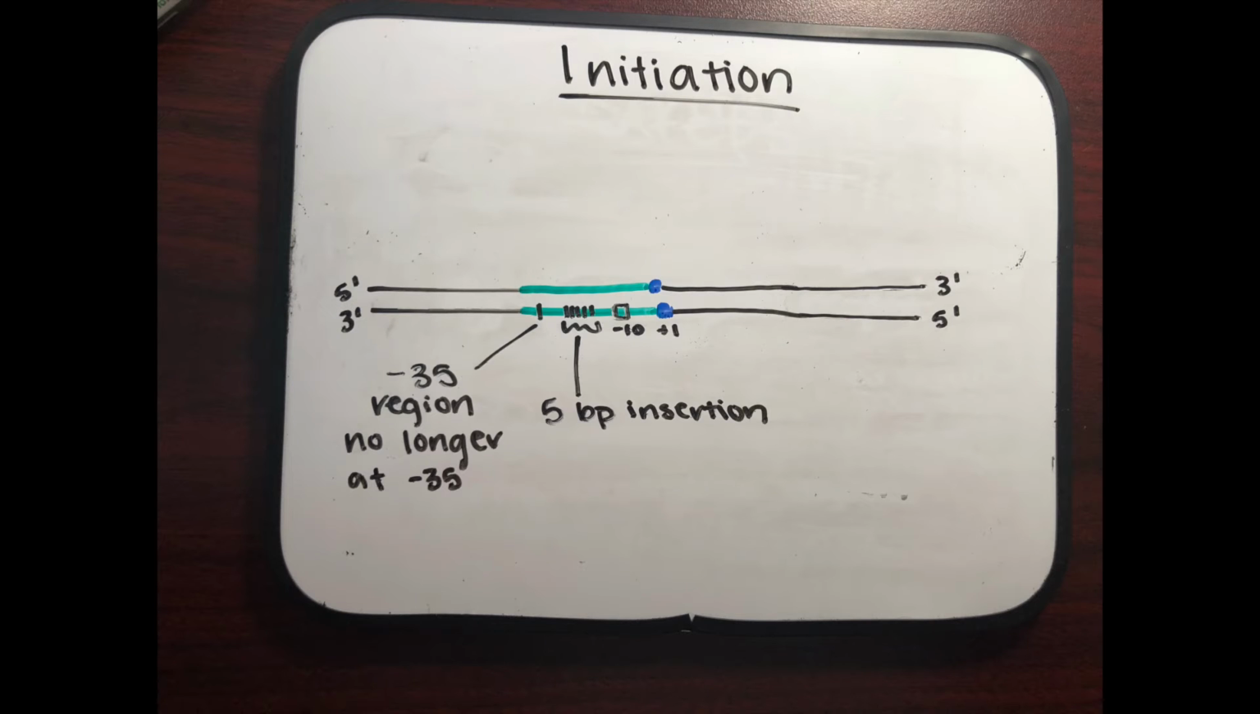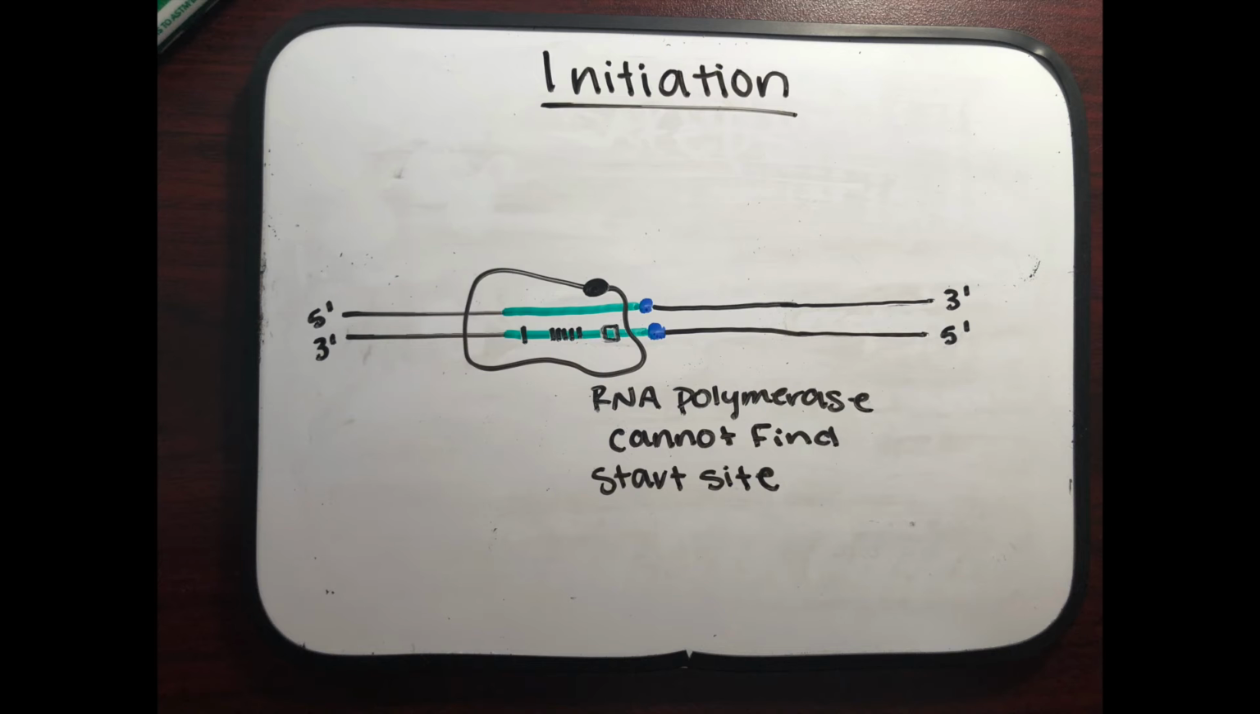If there was an insertion of 5 base pairs in between the -10 and -35 promoter region on a piece of DNA, it could cause many problems. The base pairs would alter the location of the -35 region, making it at -40 instead. This would cause problems when the RNA polymerase is trying to bind to the start site.